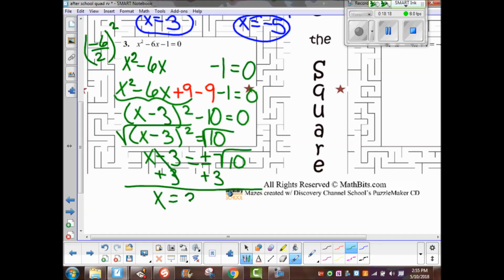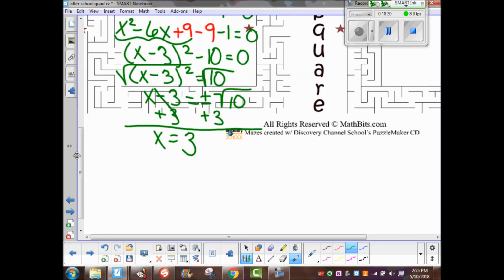X is equal to 3 plus and minus the square root of 10. That's all you can do with that. Square root of 10, that's an irrational number. Leave it. It doesn't simplify. You're good. It's standard form to put that rational number in front of the plus and minus. Standard form to write that first.